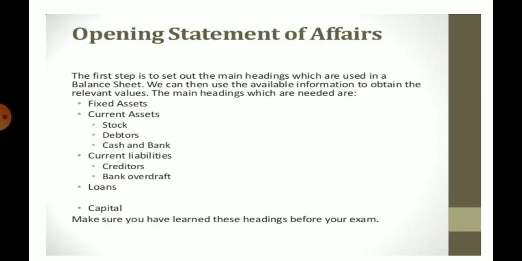So, the opening statement of affairs. The first step is to set out the main headings used in the balance sheet. We can then use the available information to obtain the relevant values. The main headings needed are fixed assets, current assets, stock, debtors, cash and bank, current liabilities, creditors, bank overdraft, loan, capital. Make sure you have learned these headings before your examination.